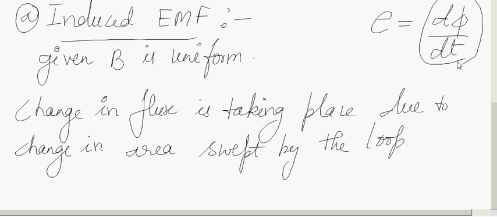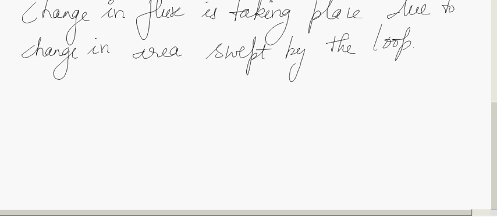To calculate d phi by dt, first we will calculate the change in area. Now because we know phi is BA cos theta, and here the magnetic field and the area vector are parallel to each other and the angle between them is 0. So cos 0 will become 1, therefore phi is BA.